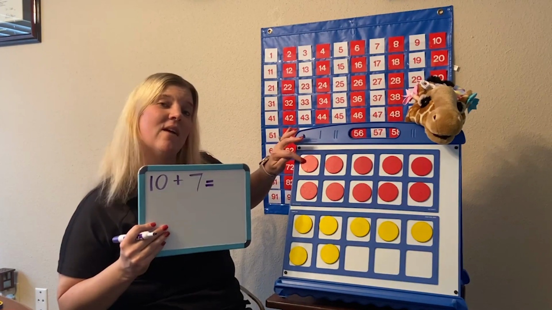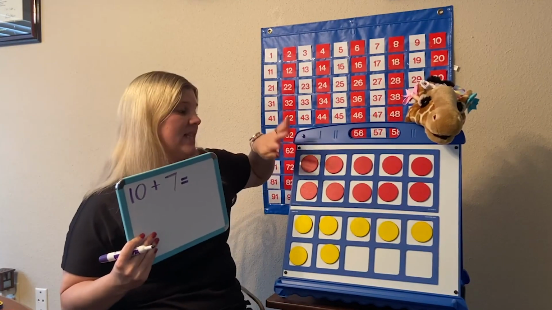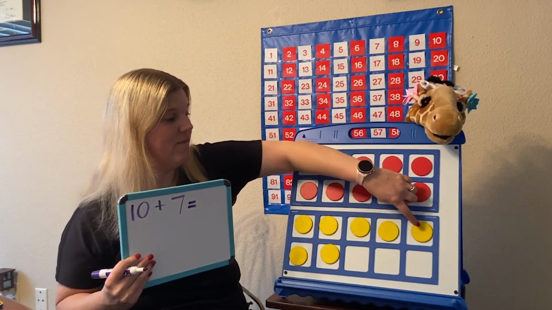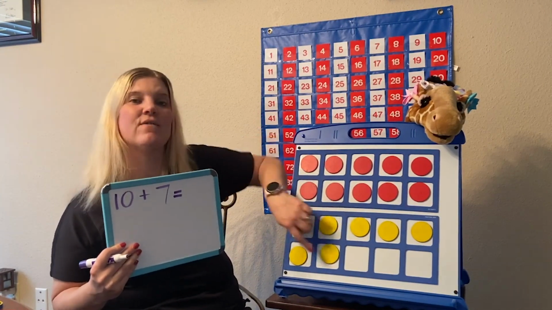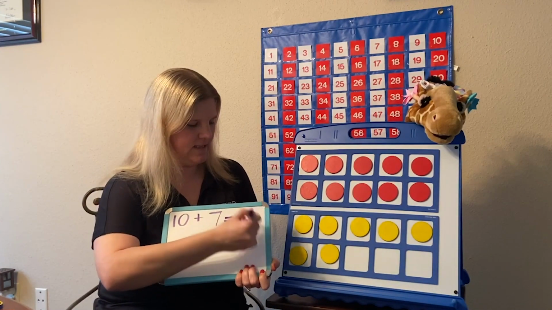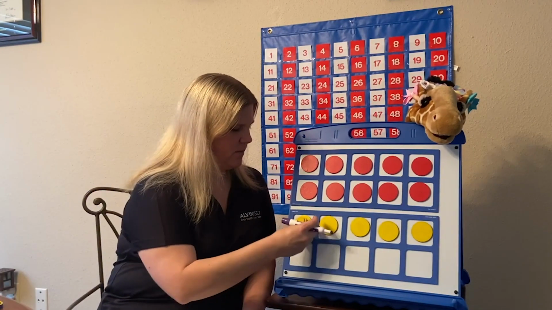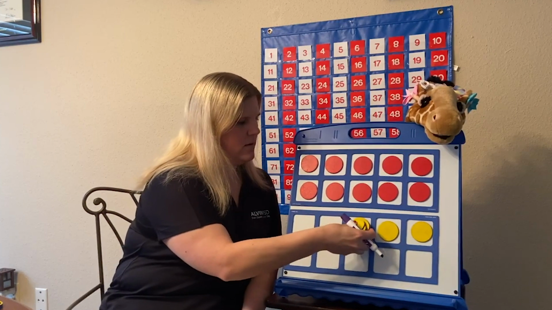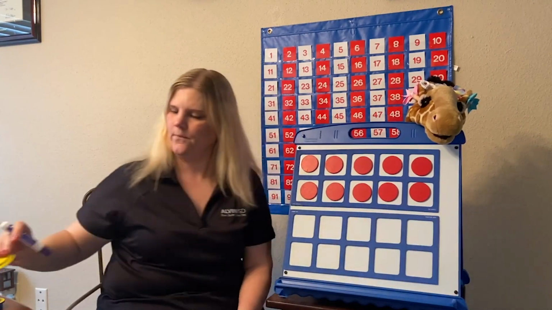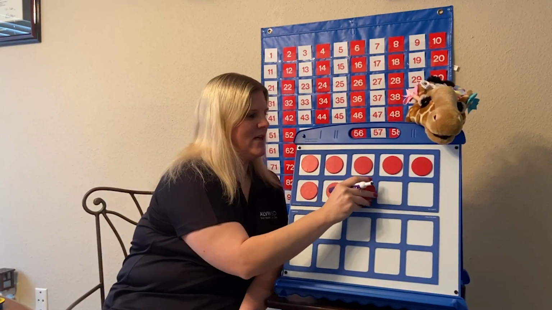Remember, you don't have to start here and count all of the red ones because when it's full, we know that that makes 10. So we can say 10, 11, 12, 13, 14, 15, 16, 17. Okay, so 10 plus 7 makes 17. There. Okay, I'm going to take some of these yellow ones away. And I'm going to take some of the red ones away this time, so it's going to get a bit trickier.